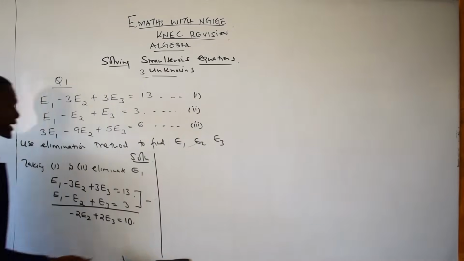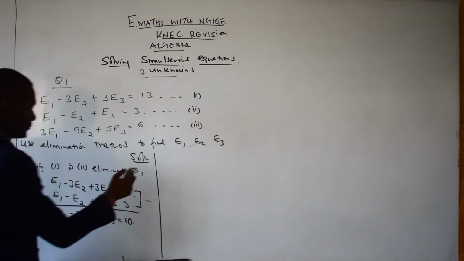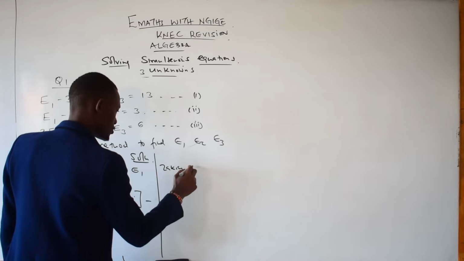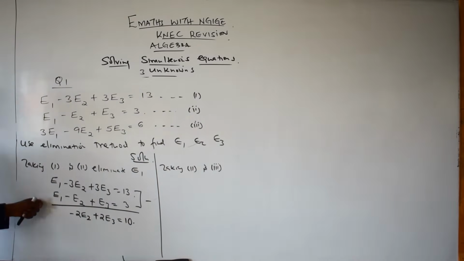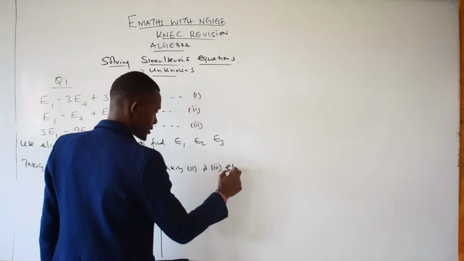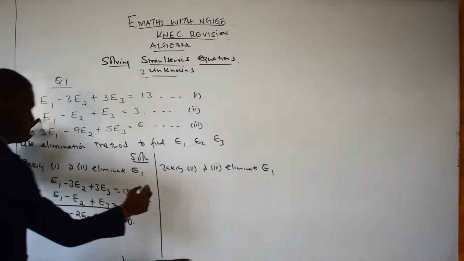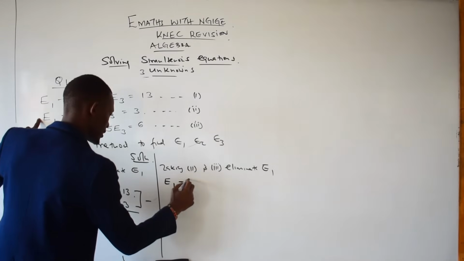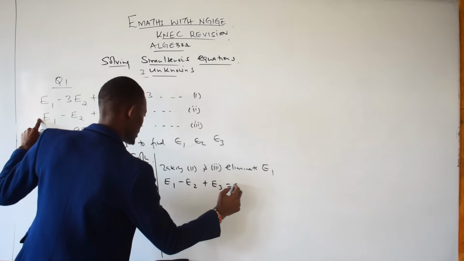Then for the second, take again another two equations. You can also take this and this, but not the same equations. So you can take now 2 and 3. Now remember, whatever you eliminated in the first process, you also eliminate in the second. So we are also eliminating E1. Equation number 2 is E1 minus E2 plus E3 gives us 3.